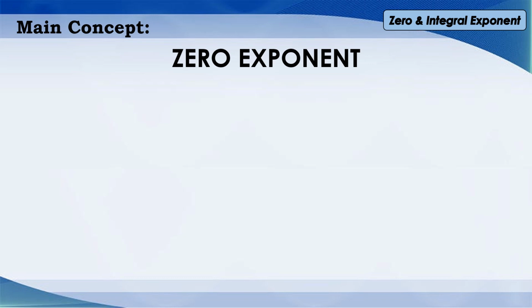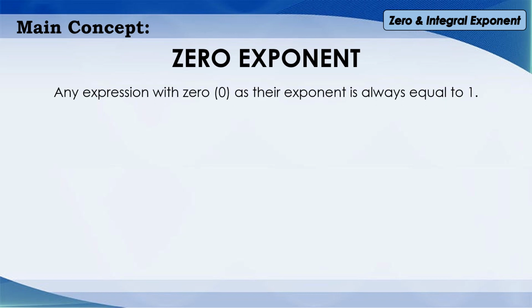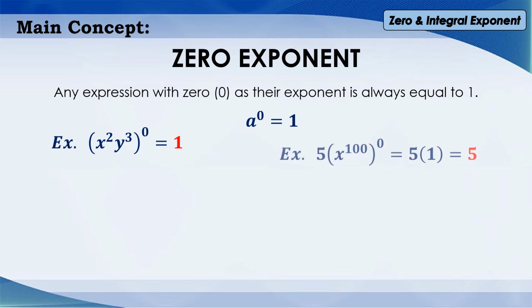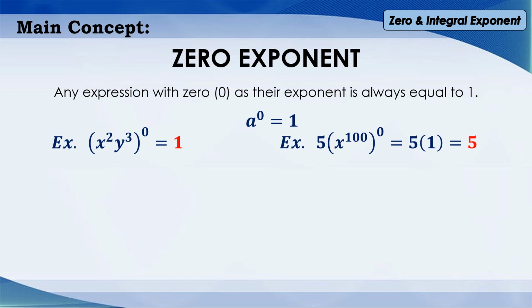Ngayon, dito na tayo sa zero exponent at saka sa negative exponent. Okay, an expression with 0 as its exponent is always equal to 1. Kahit pa yun ay 1 million, 2 million, basta siya naka-raise na exponent na 0, that is equivalent to 1. Example, x squared, y raised to 3, quantity raised to 0, that is equivalent to 1. Next, we have 5 times x raised to 100, quantity raised to 0 equals 5 times 1 equals 5. Na-cancel siya, naging 1 na lang, kaya siya naging 5 times 1. Yun ang kanyang sagot.